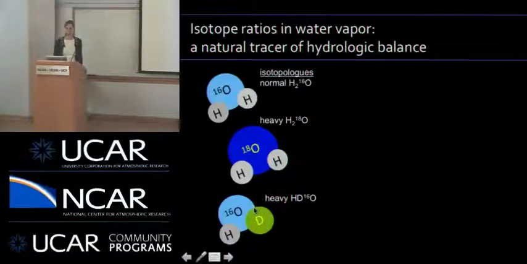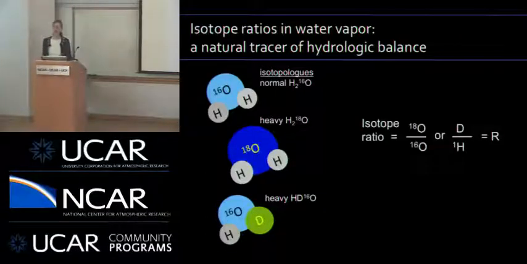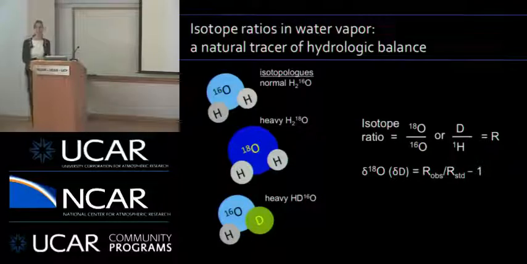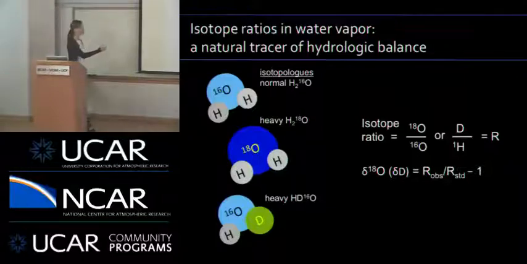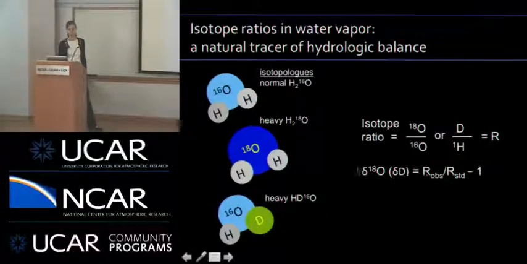And for analytical purposes, what we tend to be interested in is the ratio of a heavy atom to light atom for a given element. And then we often express these isotope ratios relative to a standard such as ocean water to derive what's called delta notation. So I may say isotope ratio throughout this talk. You may also hear me say delta O18 or delta D, which is simply referring to those isotope ratios relative to their standards.